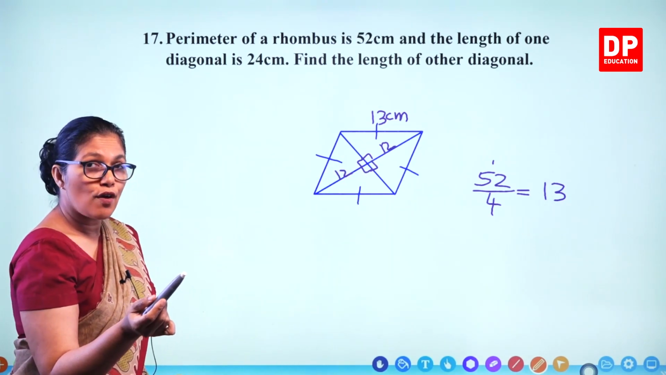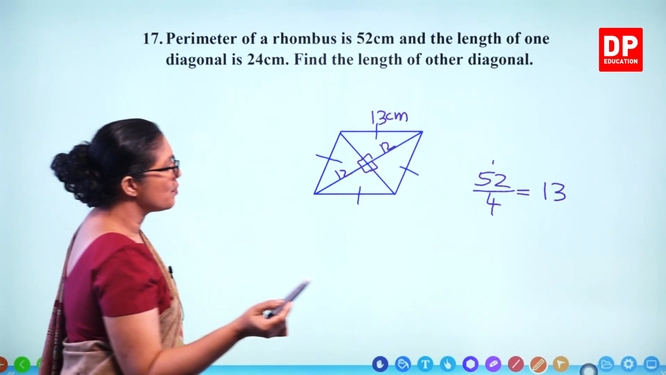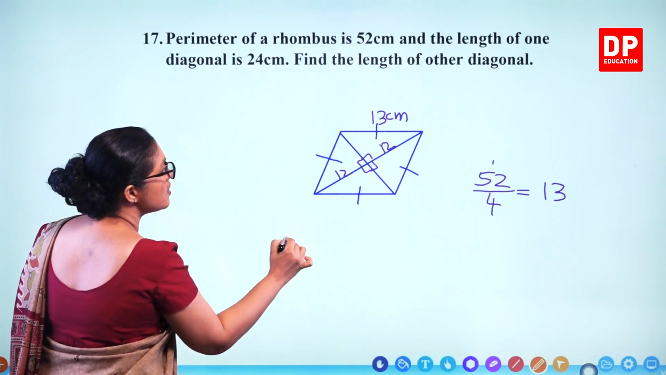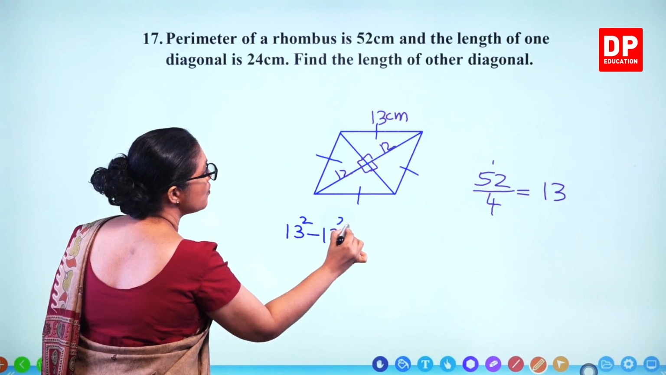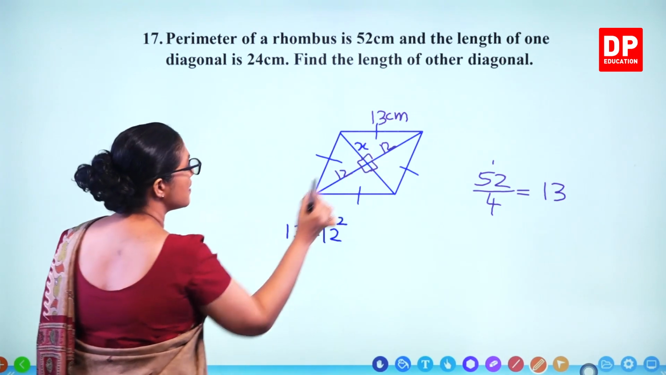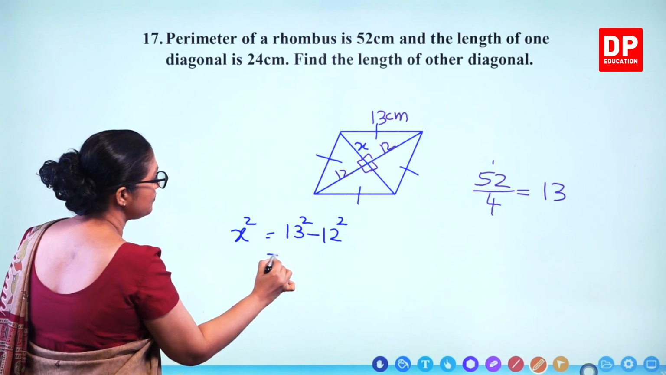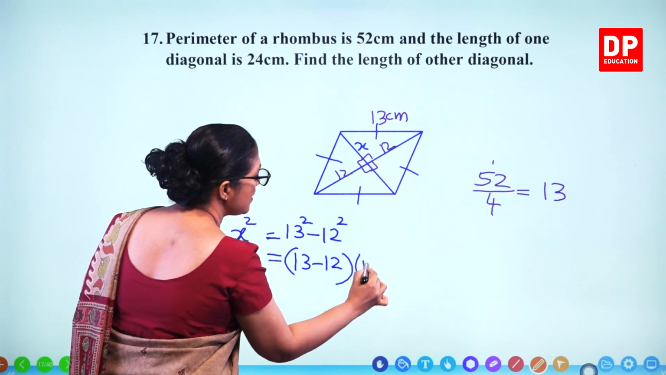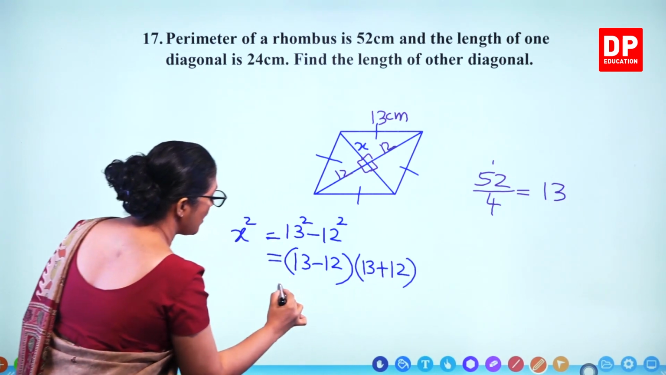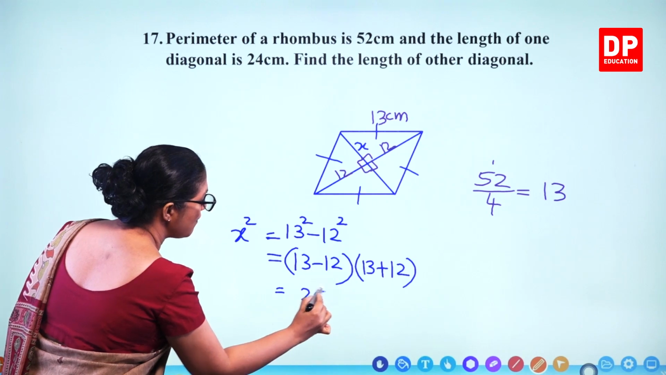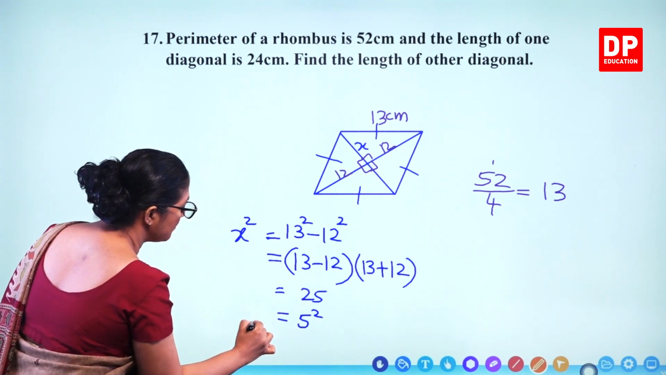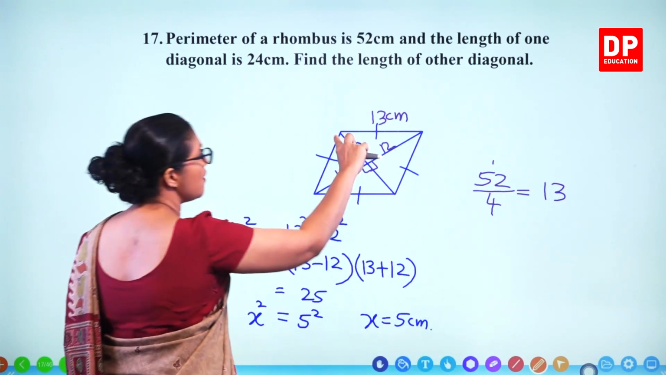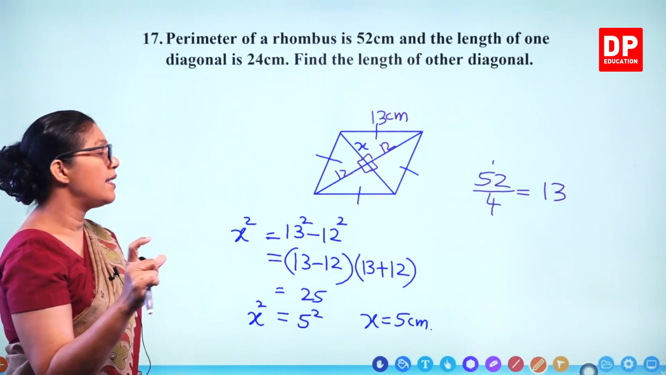And what's the length of the diagonal? Multiplied by 2. So you can use Pythagoras Theorem. 13 squared minus 12 squared. You need this length. We'll put x. That's x squared. You can use difference between two squared terms. 13 minus 12 and 13 plus 12. You get 1 times 25. 25 means 5 squared. So what's x? 5 centimeters. Now we know half of the diagonal length is 5.